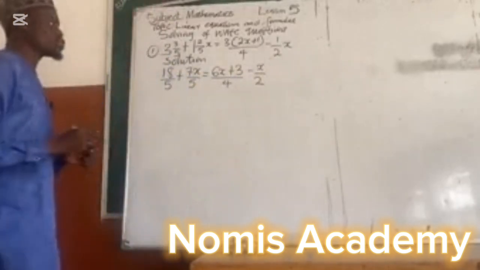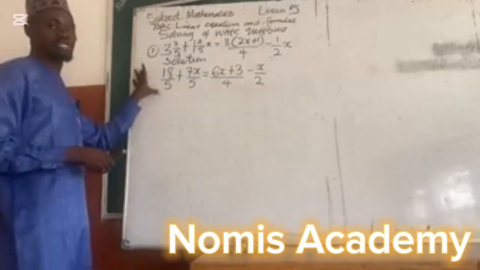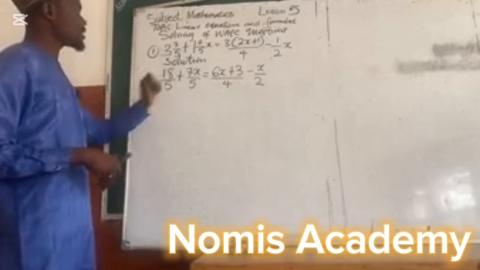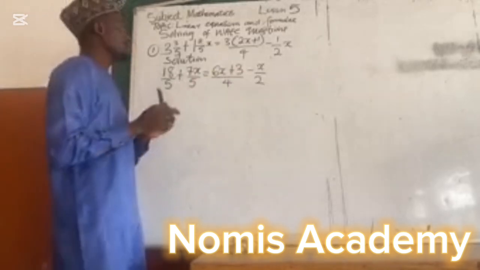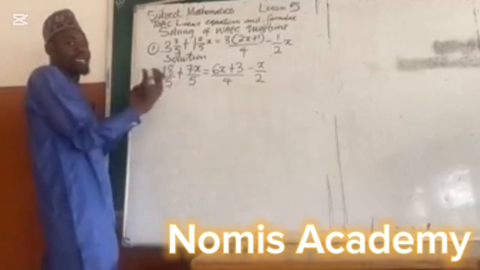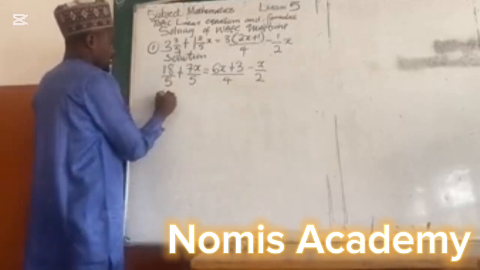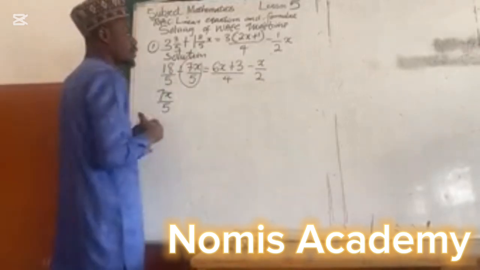Now the next thing is to collect the like terms. As you can see, the first fraction here doesn't have x, this one has x, and this one has x. You have to put the ones that have x on one side. So the first one I have is 7x over 5. If you look at the back, it's plus, which means I can write it the way it is, which is 7x all over 5. I'm done with this. Then I'll go to the next one.